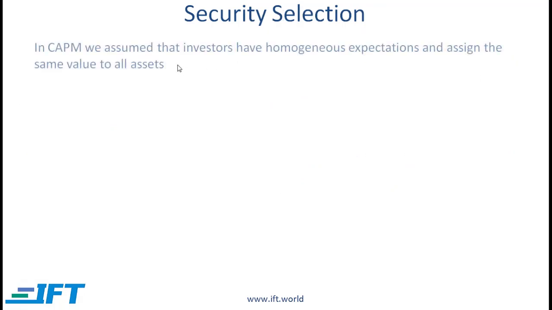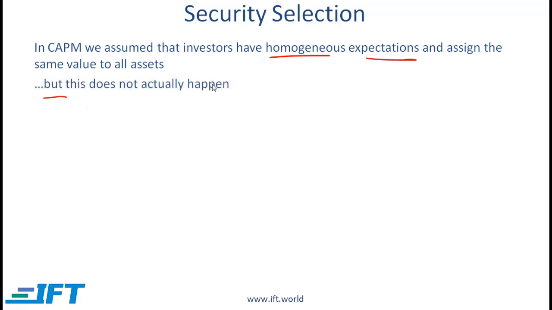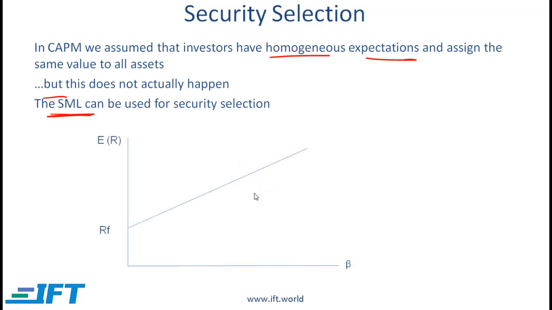Security selection. This is important. In CAPM, we assume that investors have homogeneous expectations and assign the same value to all assets. But this does not actually happen. What we can do is use the SML, or security market line, for security selection. If you think about the SML, it is a graphical representation of the capital asset pricing model. We have talked about this before.